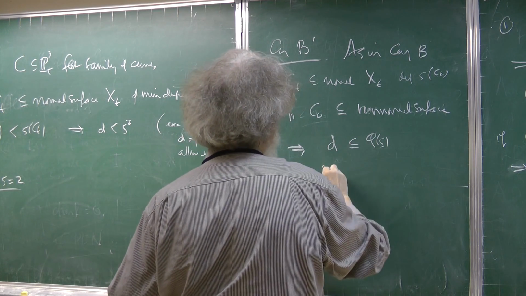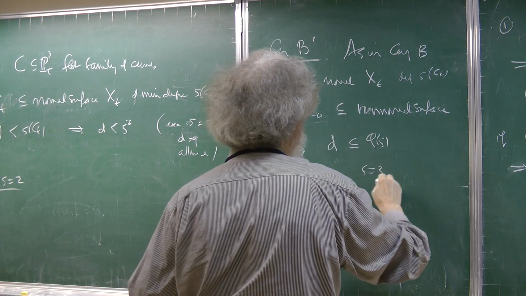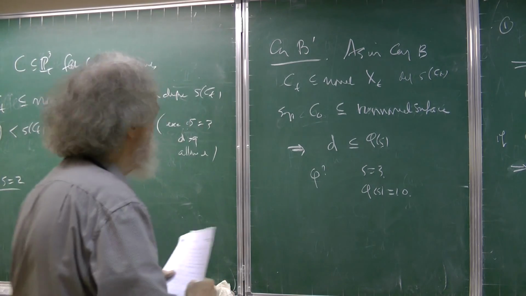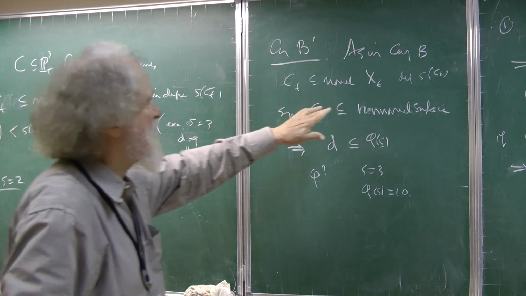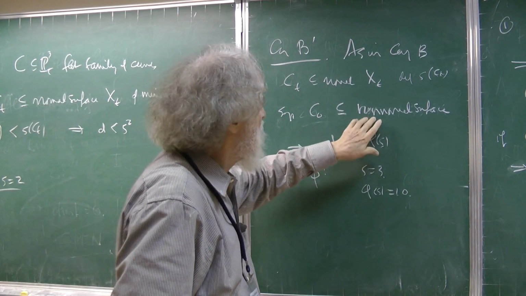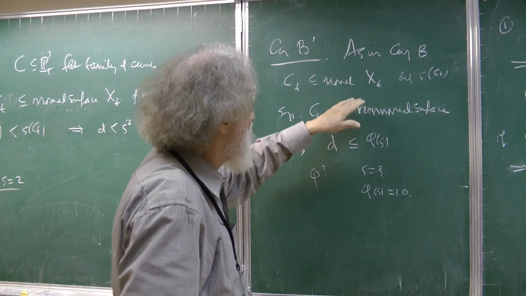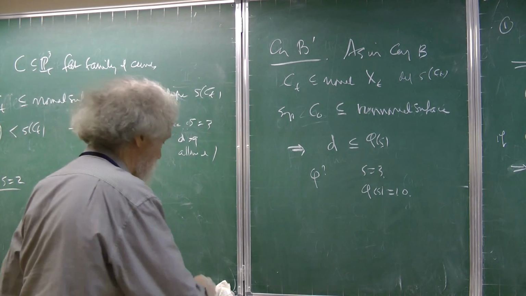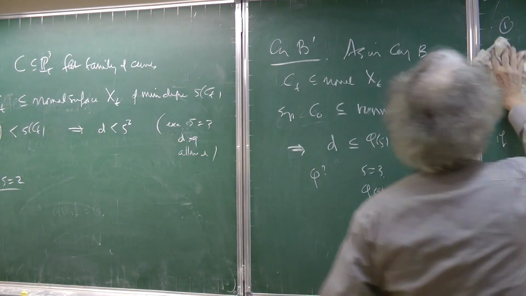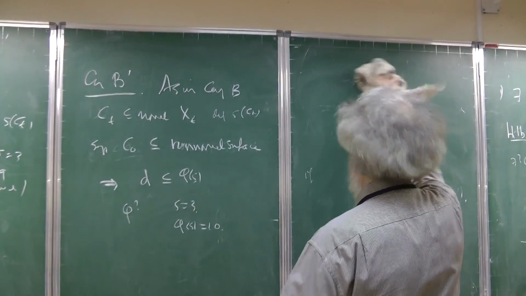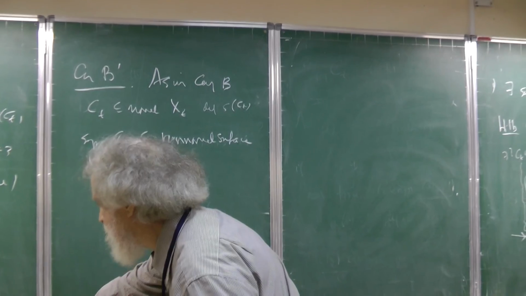Phi, I don't know exactly what it is, but for S equals 3, I think phi of S should be 10. So it's a little different. It's considering a family contained in normal surfaces, which have only a finite number of singularities, and then a non-normal surface. In that case, again, I want to say this can't happen unless the degree is small. And again, I have weak evidence for this. Well, evidence.